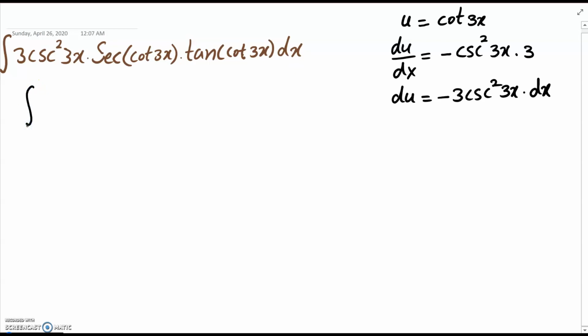It's going to be integration, again this and this value first I will replace, it is going to be du, but here you have a negative, so I'm going to write it down negative here. Next you have secant, this changed into u, and this one also changed into u, so you have secant u and tan u.